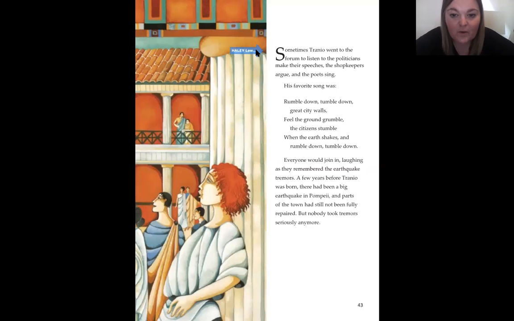His favorite song was Rumble Down, Tumble Down, Great City Walls. Feel the ground grumble, the citizens stumble when the earth shakes, and rumble down, tumble down. Everyone would join in, laughing as they remembered the earthquake tremors. A few years before Tranio was born, there had been a big earthquake in Pompeii, and parts of the town had still not been fully repaired. But nobody took tremors seriously anymore.